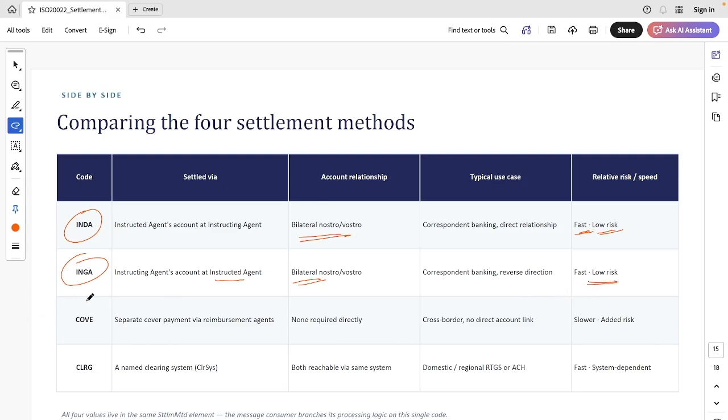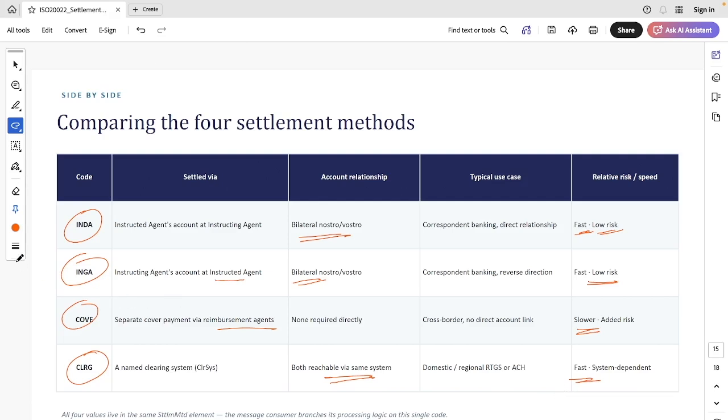risk. Cover means the settlement happens through a separate cover payment using reimbursement agents. This is common in cross-border payments where the two banks do not have a direct account relationship. It may be slower than the first two and can involve additional operational and counterparty risk. Then the fourth is clearing. That means settlement happens through a clearing system. This is common in domestic or regional clearing and settlement systems such as RTGS or ACH systems. It can be fast, but it depends upon the clearing system's rules, operating hours, memberships, and settlement mechanism.